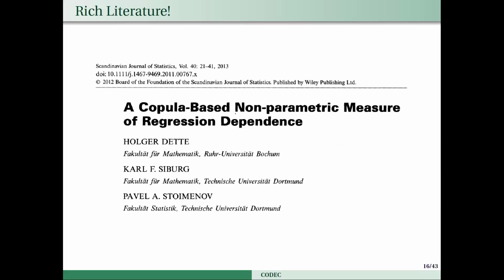Our work, we were working on this topic around 2020, and we realized that this idea was actually already published in 2013 by the work of Dette, Siburg, and Stoimenov, where they addressed the problem from the copula perspective. What they did was start by defining an estimator and showing that the estimator has a limit, and the limit was exactly the measure that we defined. But the estimator is using copulas, and it's a totally different story.